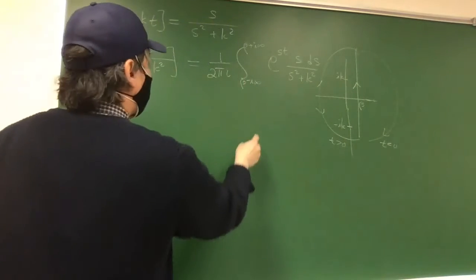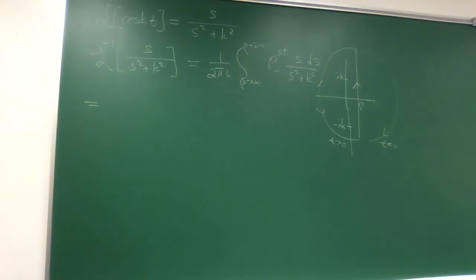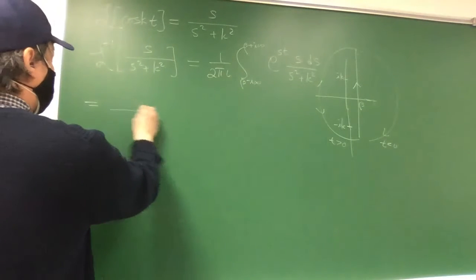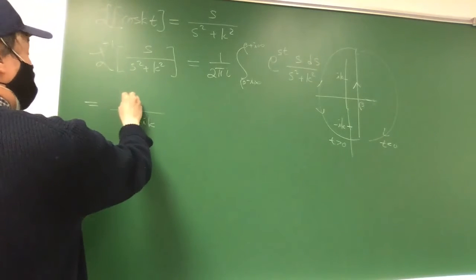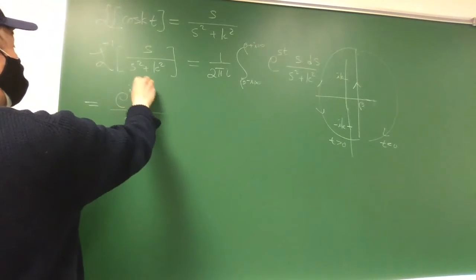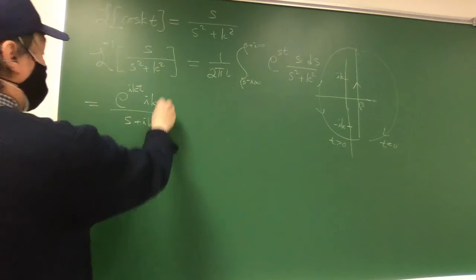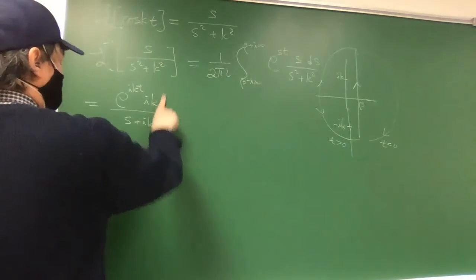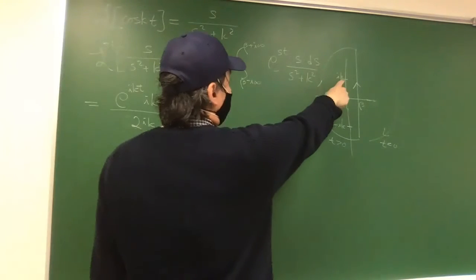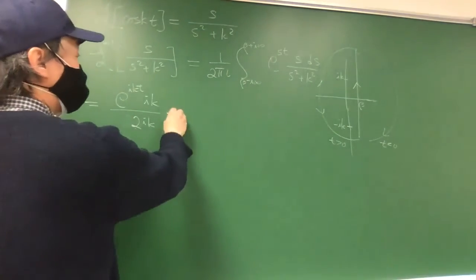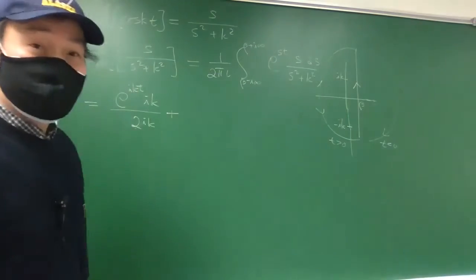For this one, s equals ik, so you multiply by s minus ik, and what is left is s plus ik in the denominator, because you cancel s minus ik. Everything is evaluated at s equals ik: e to the ikt, and then s equals ik in the numerator, over s plus ik, which is 2ik. So that's the contribution from this pole. And of course, there's no contribution from the big circle because of Jordan's lemma.